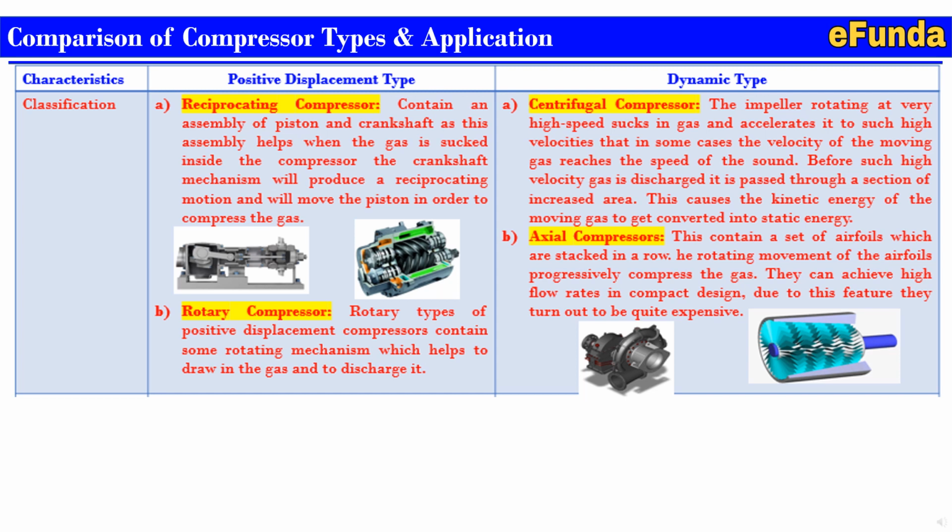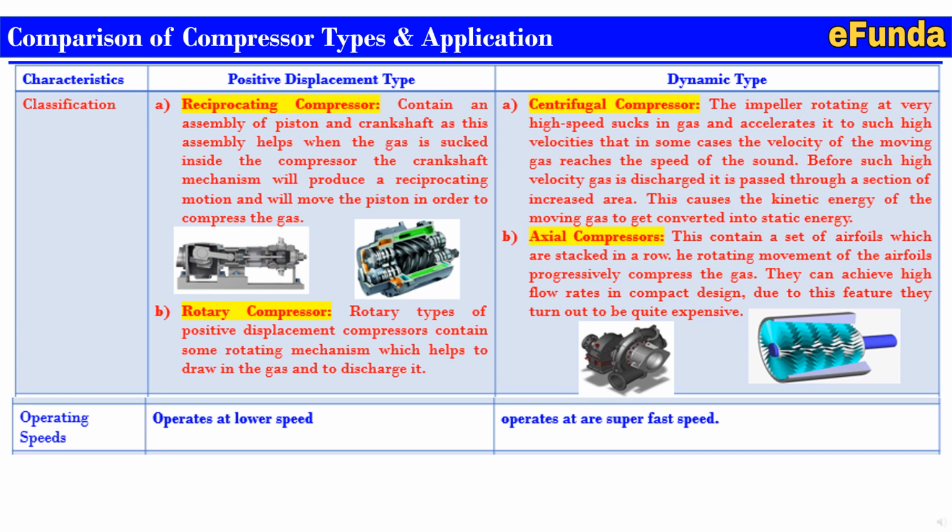Similarly, the other type is the axial compressor. This contains a set of airfoils, which one can see in the picture below, stacked in a row. The rotating movement of the airfoils progressively compresses the gas. They can achieve high flow rates in a compact design, but due to this feature they turn out to be quite expensive. Now we will see the operating speed.